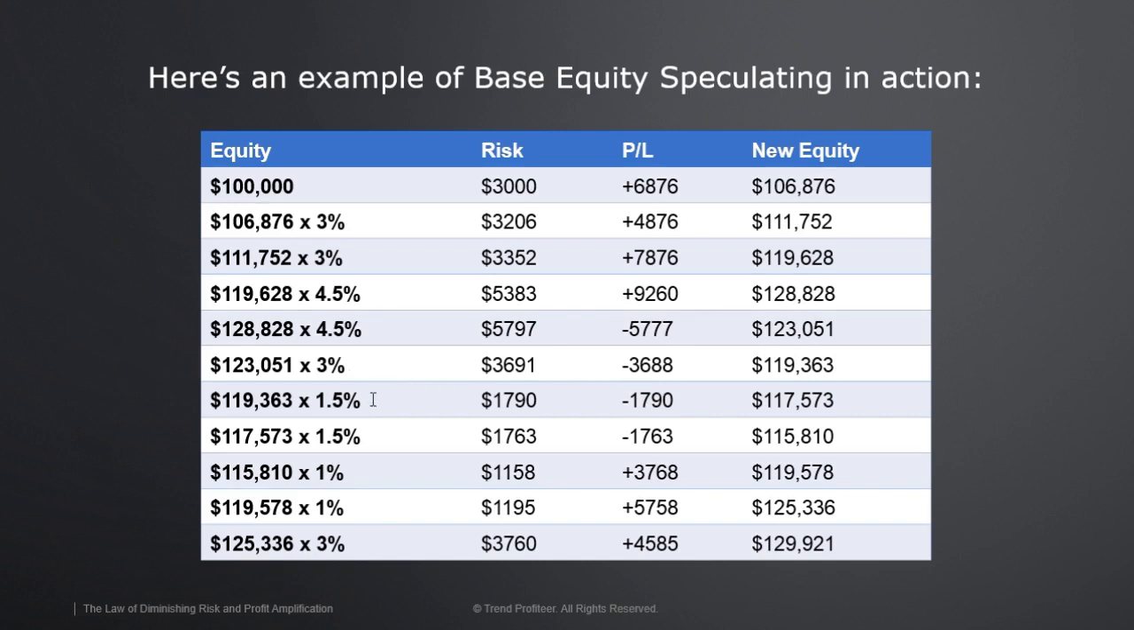3% on the new balance, 123. Let's say you get another loss, takes you down to 119, and then you drop it down from 3% to 1.5%. Let's say you lost that one as well. You'd keep it at 1.5%. You'd have 2 losses in a row. You'd reduce it to 1%, 2 winners in a row, and then you're back up to 3%.